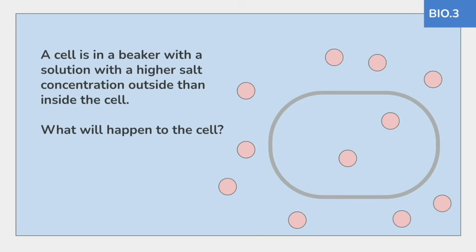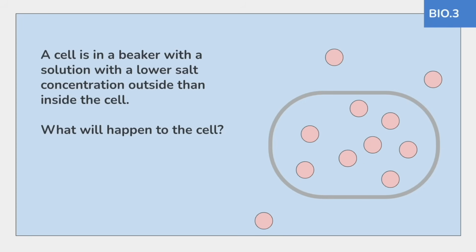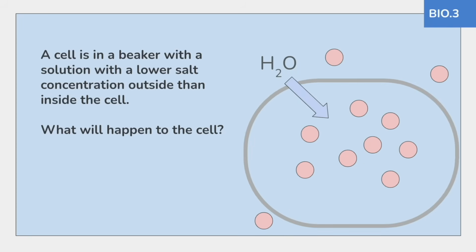So let's do a problem together. A cell is in a beaker with a solution with a higher salt concentration on the outside than on the inside. What is going to happen to the cell? Think about it. Well, think about where there's more water. There's a higher concentration of water inside the cell. Water's going to leave the cell probably, and over time, if a lot of water leaves, that'll cause the cell to shrink. In the opposite direction, if water moves into the cell because we're in a hypotonic environment, then the cell could expand or even burst.